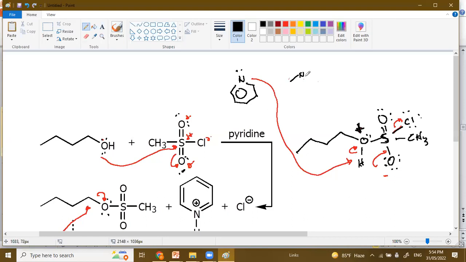Okay, a bond needs to be removed, and usually a proton is easy to remove. So pyridine, which is a base, a Lewis base, will attack the proton here, and the bond with the oxygen goes back to it. So it becomes neutral. Okay? That is the purpose of pyridine.